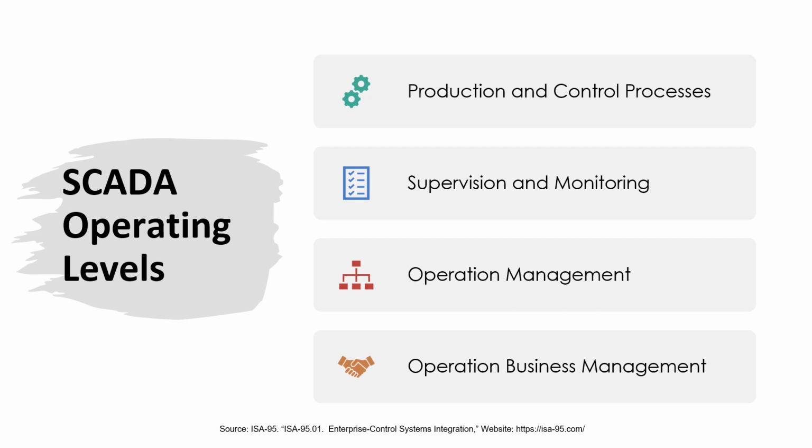Supervision and monitoring. This level includes the supervision and monitoring activities of control and production processes. At this level, software and hardware systems such as HMI and switches and gateways are provided to enable monitoring, control, and supervision capabilities.